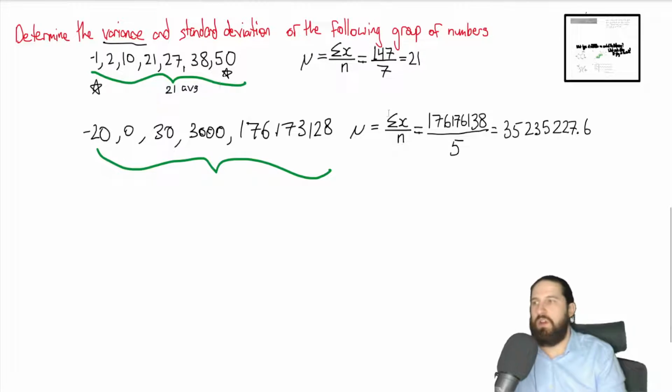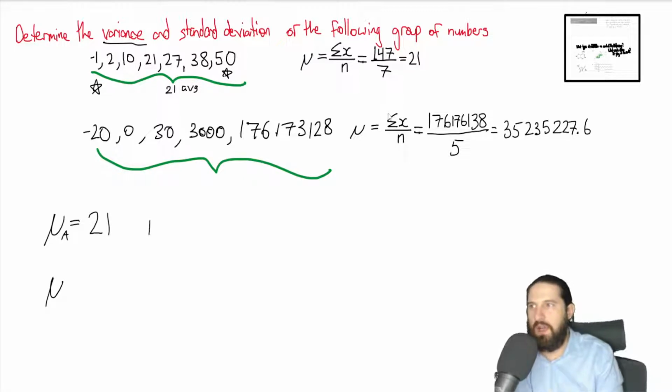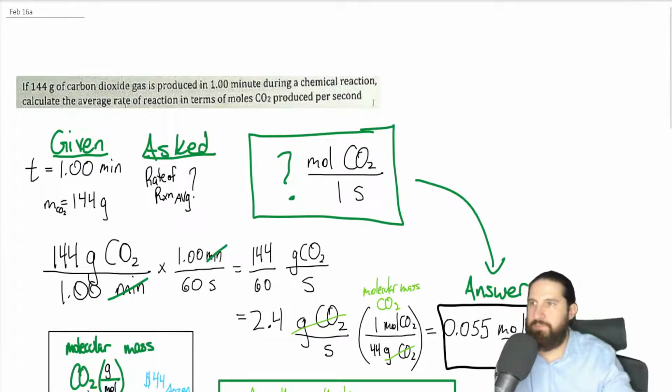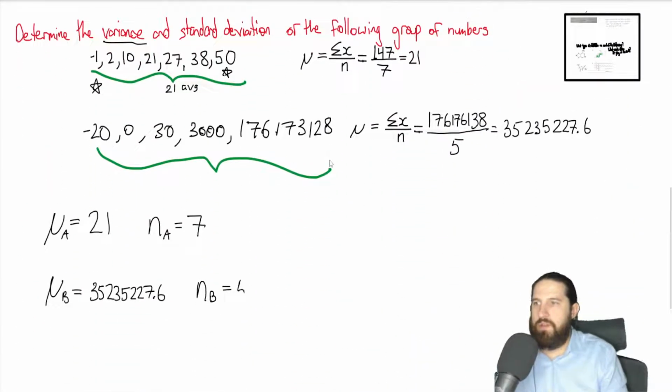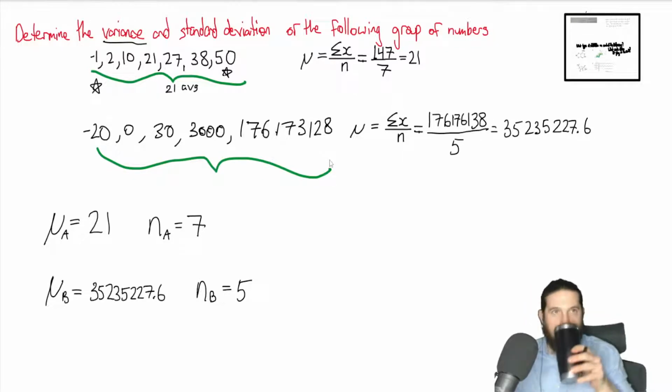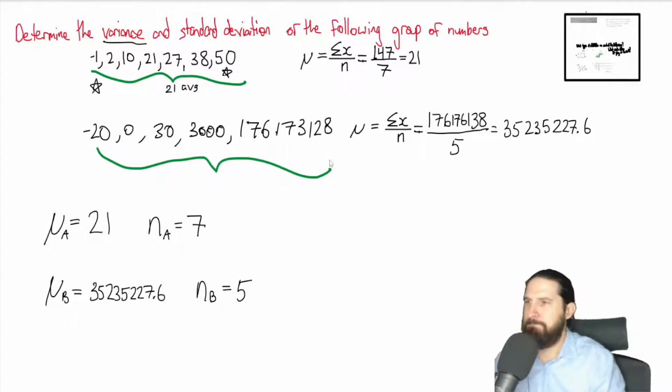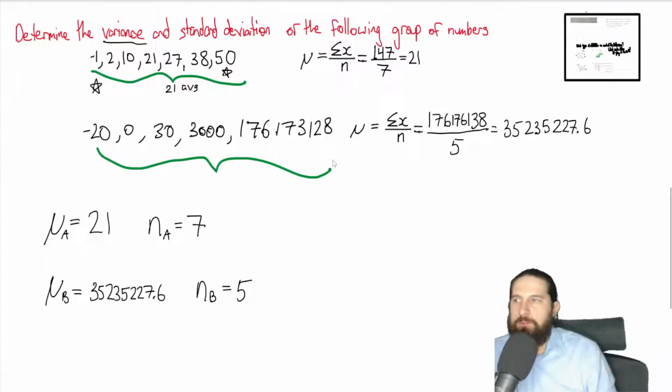Let's get closer to the answer. So what we're going to do is we're going to take this mean, right? So for each of them, let's just purify. We have two sets of numbers, okay? One that has a mean of 21 and an n value of 7, right? And the other one has a mean of 35235.27. Okay, let's just say, okay, 0.6. I'm fine with that. And there's only 5 of them, right? Okay. So, well, what do we do with this?